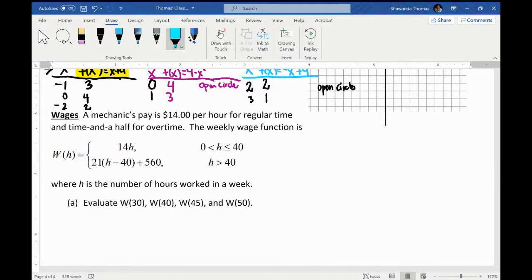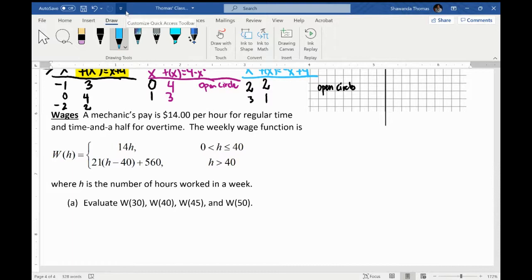All right, first question. Why do you think they named this function W? Just a simple question. For wages. Probably, yeah, probably for wages. All right, next question. What does the H stand for, you think? The number of hours. Hours. Yep. Very good.